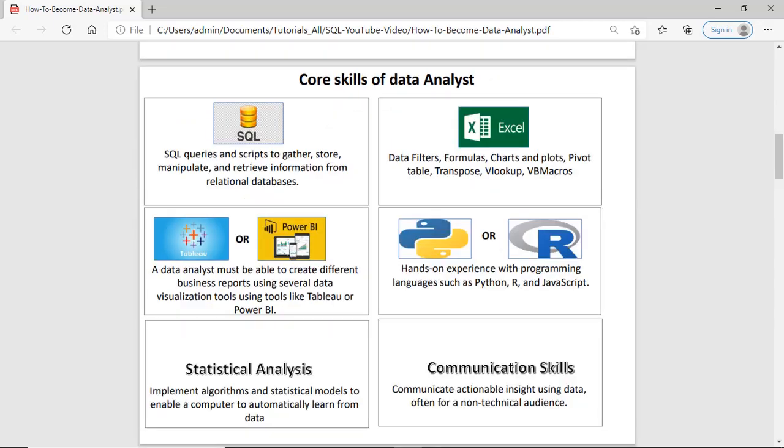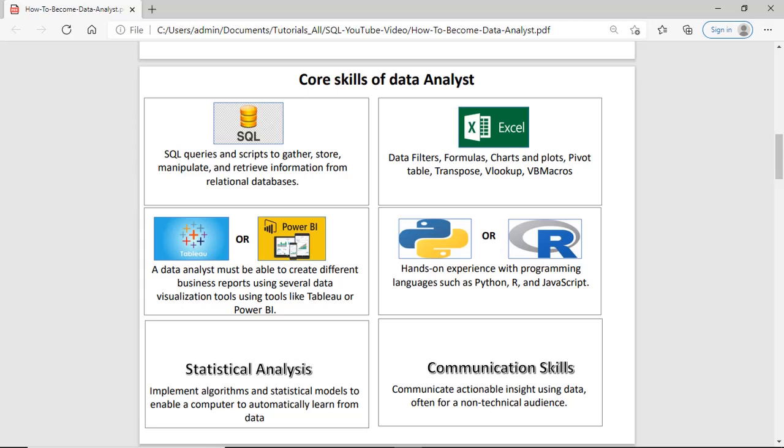Now we discuss the core skills of a data analyst. As you can see in the diagram, first we have SQL. SQL means any database, like MySQL or Oracle. A data analyst must have the knowledge of any database, because after collecting the data, the analyst's job is to store the data in a structured format, and later on he can access or retrieve the data, and if needed, the data can also be modified by the data analyst. So the knowledge of any database is a must for the data analyst.